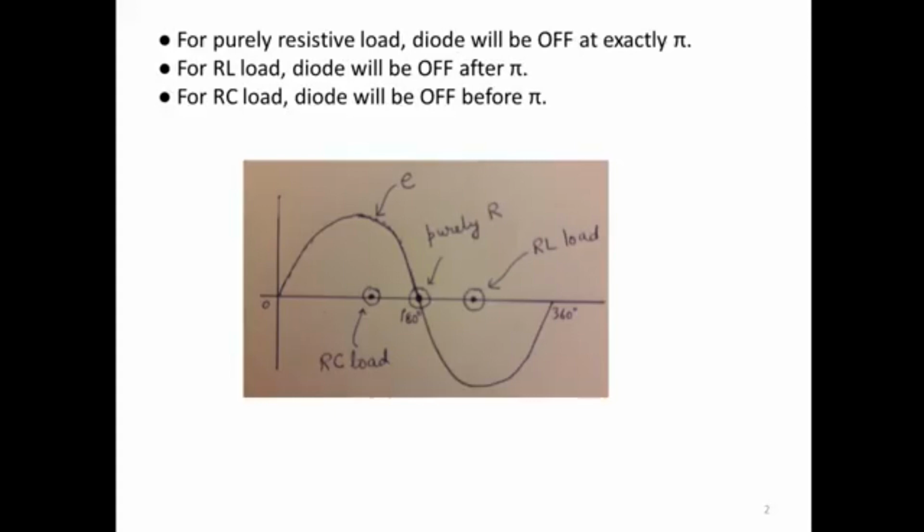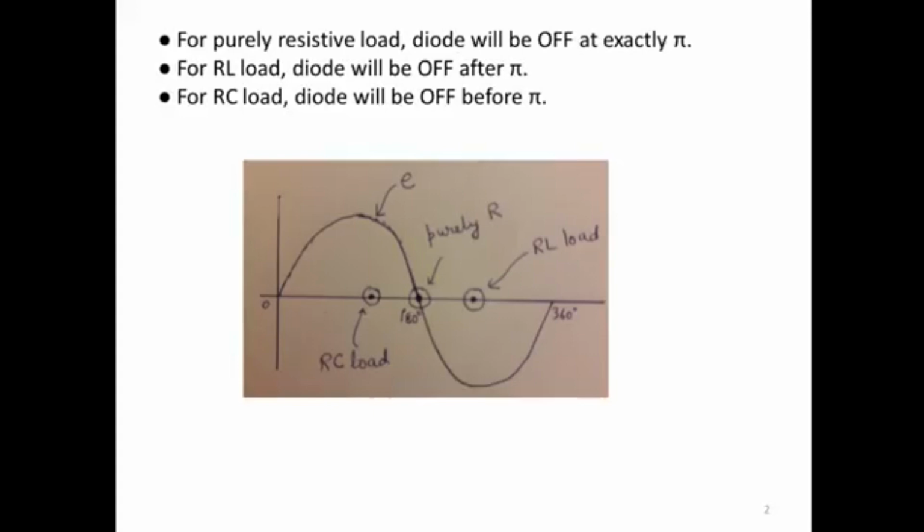So this is also the point at which the current becomes 0, because it is a purely resistive circuit. Current and voltage both are in phase. So at exactly the same point at which the voltage becomes 0, current also becomes 0, and since the current is 0 at 180 degrees, this is the point at which the diode will be turned off for a purely resistive circuit. For a purely resistive load, the diode will be off at exactly pi, 180 degrees.